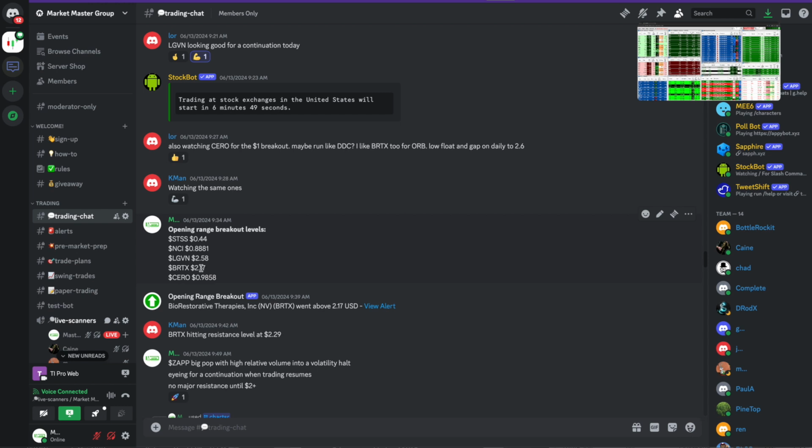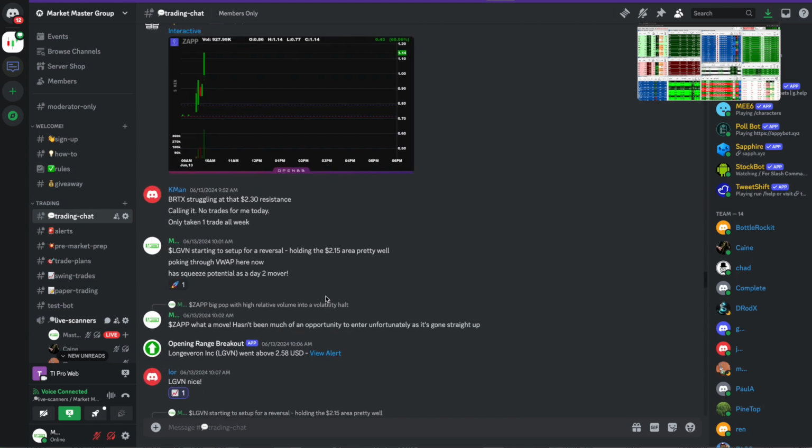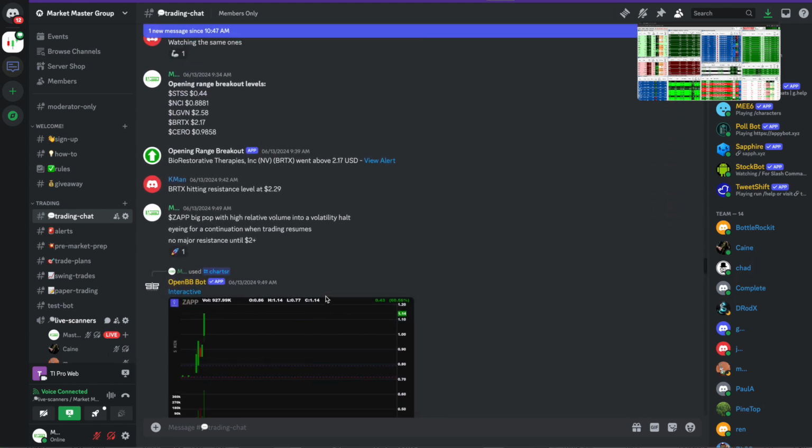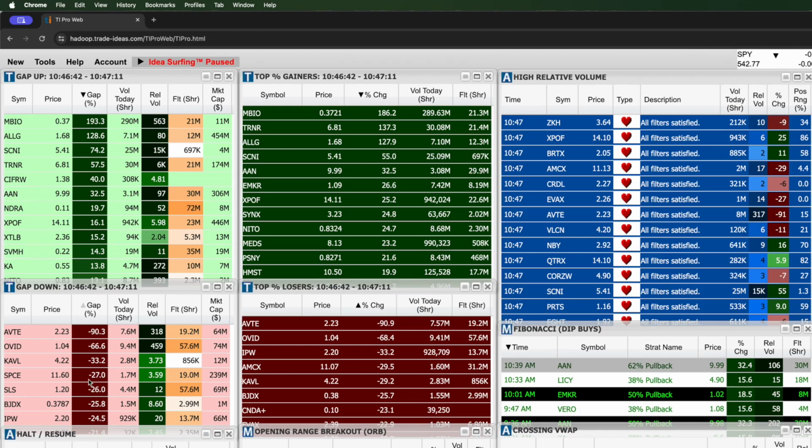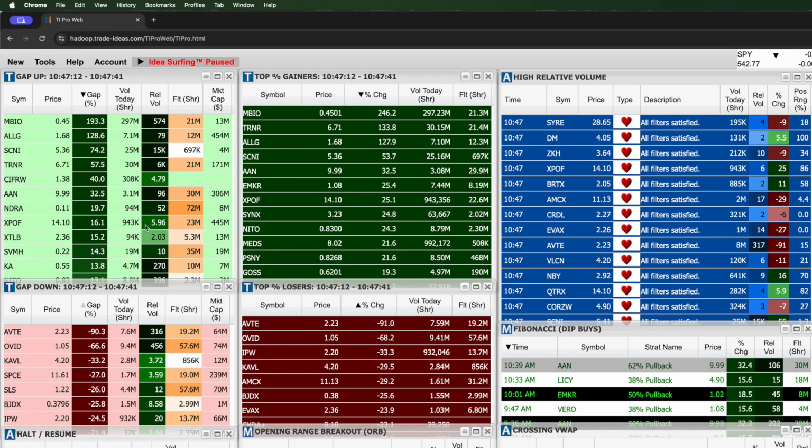So we can see on this day, BRTX had an opening range breakout level of $2.17. And a few minutes later, it started to push above that level. Our opening range breakout bot here in the Market Master group chat notified us that it broke above $2.17. And from there, it ended up having a nice spike to the upside, which provided a really solid gap and go trade opportunity. So as far as the gappers, that's kind of the main way that I like to trade these setups. And after the market opens and those opening range breakout candidates kind of fade off, I don't pay much more attention to the gap up and gap down scanners for the rest of the trading day.